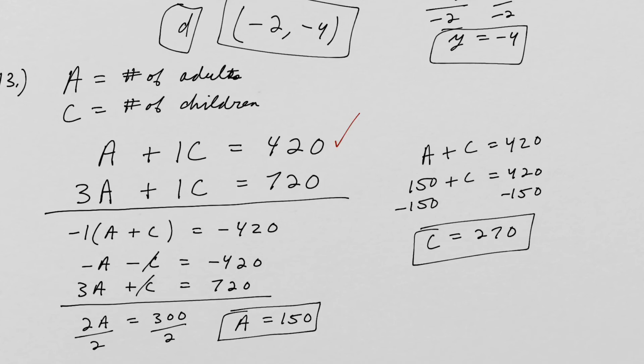So therefore, there's 150 adults and 270 children, right? And we're done. So it looks like C is the correct answer. Okay, 14. Actually, it looks like the rest of this is chapter 5 stuff.